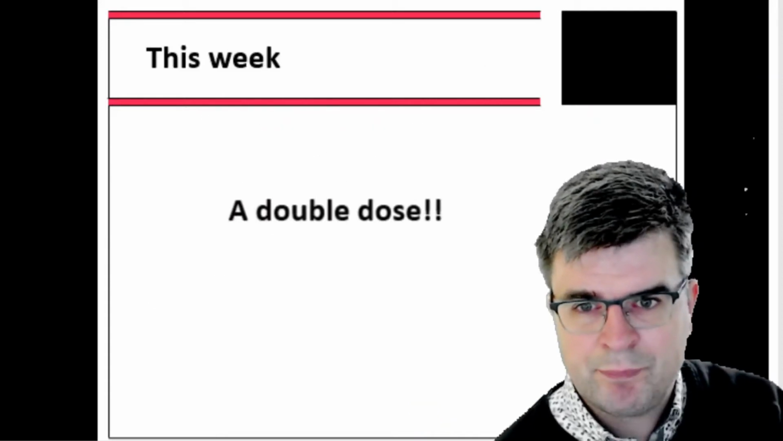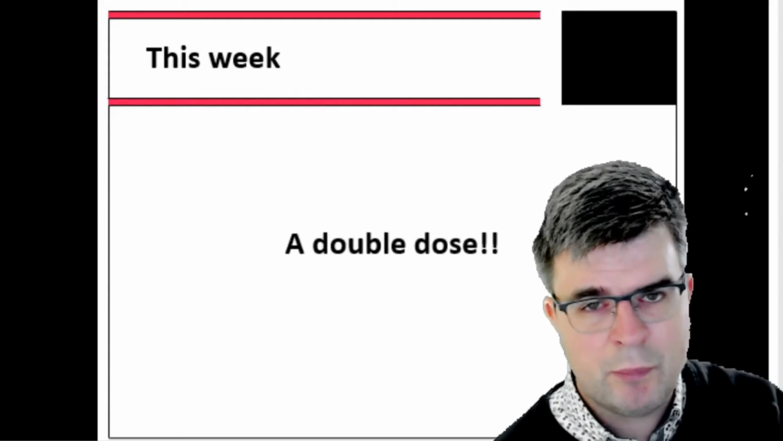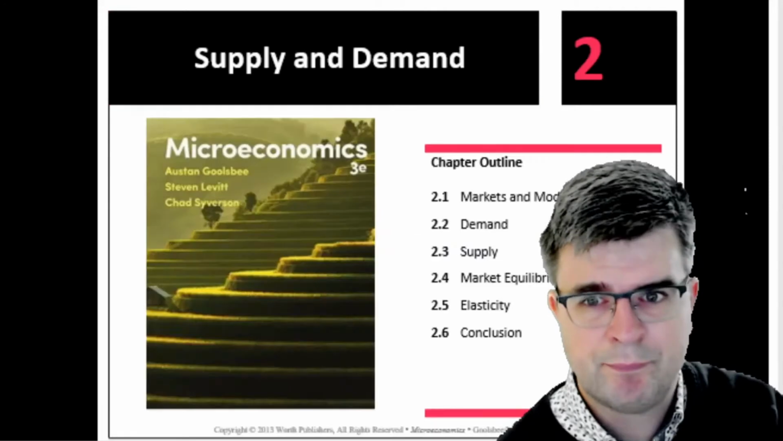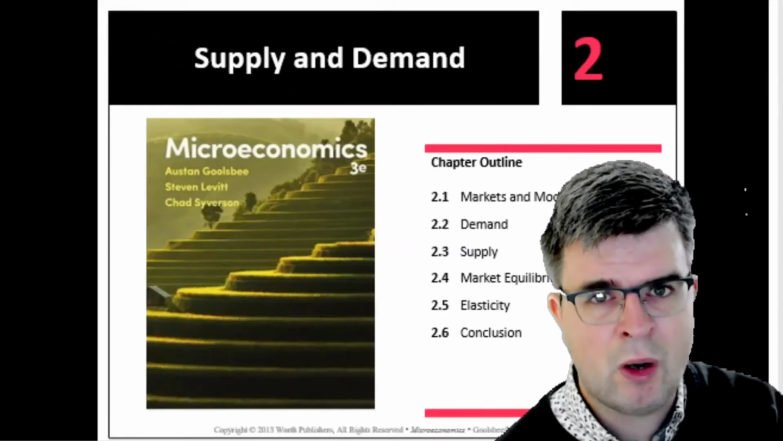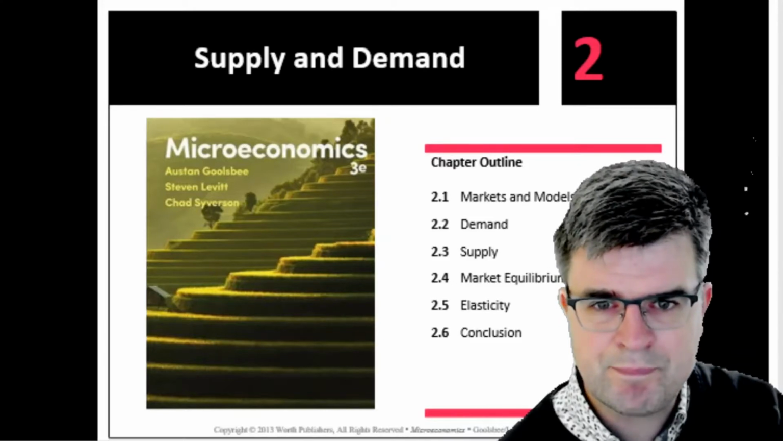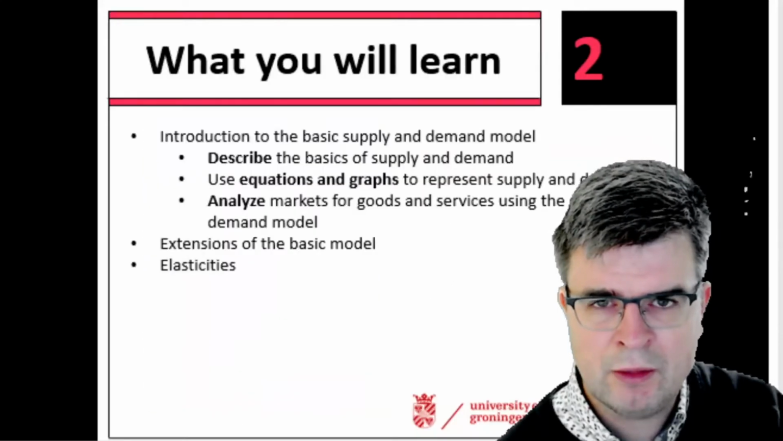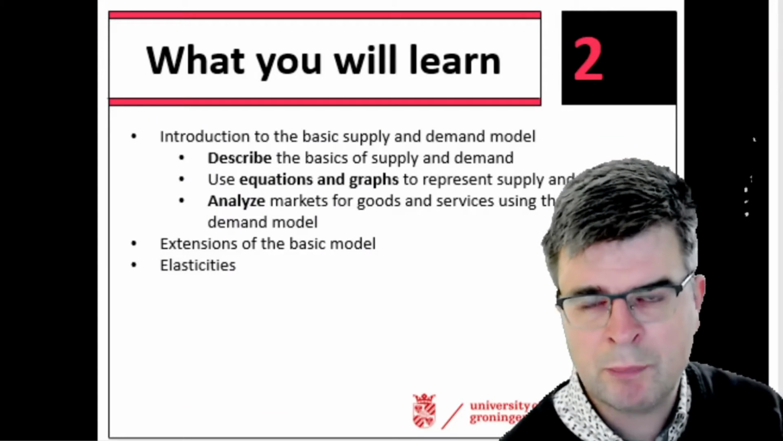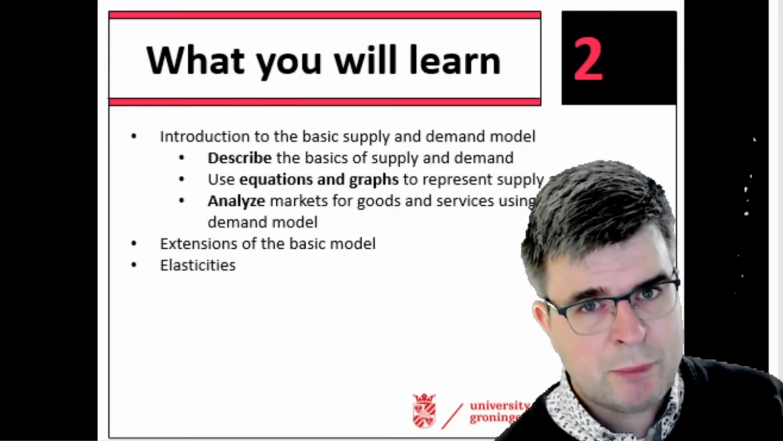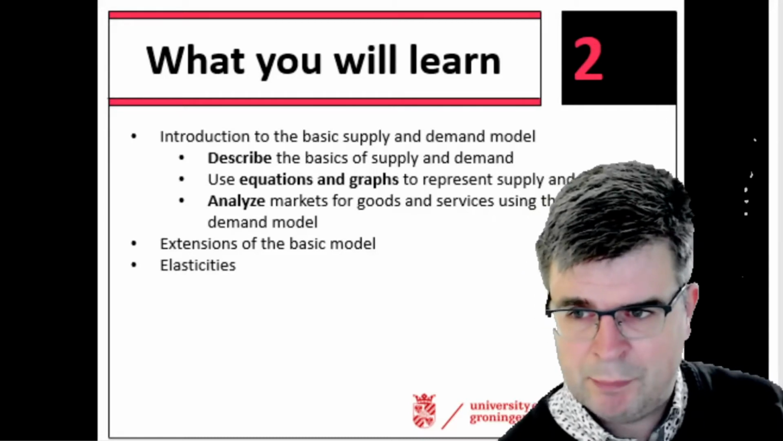This week, a double dose, which means that we do 2 chapters, chapters 2 and 3. And chapter 2 is on supply and demand, and gives you in a nutshell a number of things that are discussed in chapter 2 will also be discussed in chapter 3.